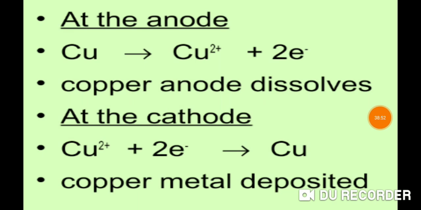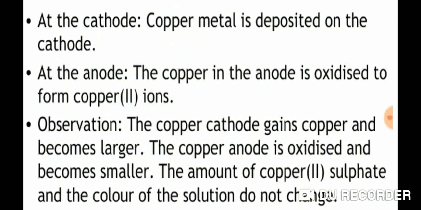Now the reactions which occur at the anode: Cu gets converted to Cu2+ ion, losing 2 electrons. The copper anode gets dissolved. That is why we have seen that the size of the anode decreases. Whereas the Cu2+ ions move towards the cathode, gain 2 electrons, and get converted to copper. Hence copper metal is deposited, and of course the mass increases.